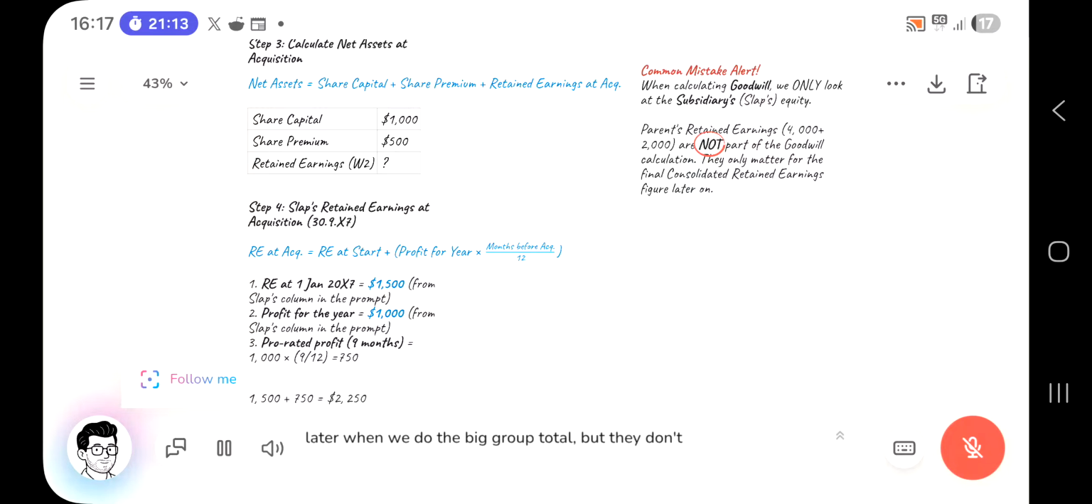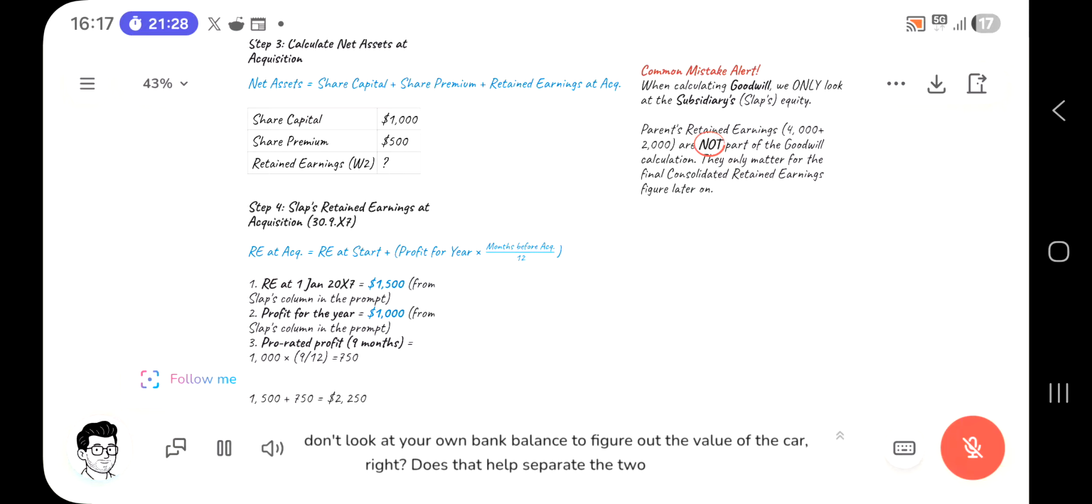They'll show up later when we do the big group total, but they don't affect how much goodwill was created when the deal happened. You're buying a car, you don't look at your own bank balance to figure out the value of the car, right? Does that help separate the two in your mind?